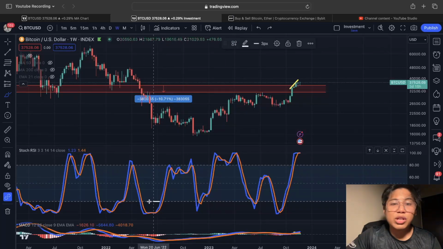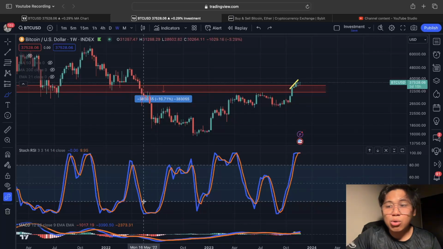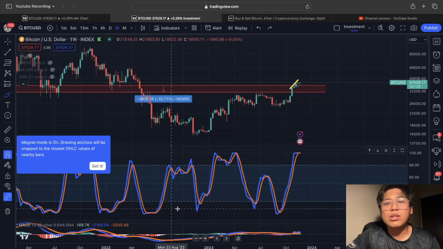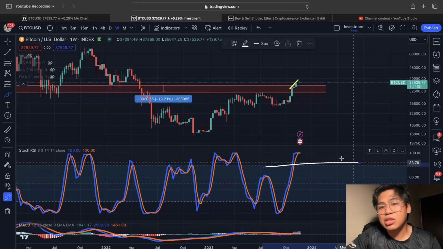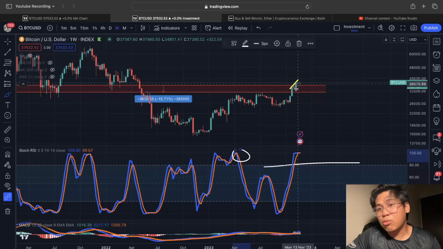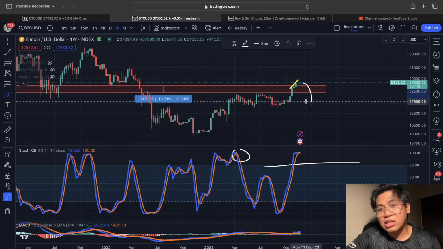So a bullish cross is one where the cross happens below the 20 threshold. If it's below 20 and we have a cross, then our next move is a bullish move. But if it's above 80 and we have a bearish cross, then we are more likely going to see a bearish downtrend.